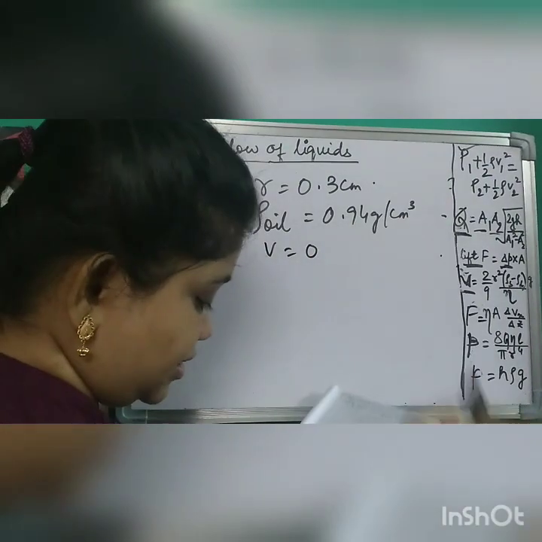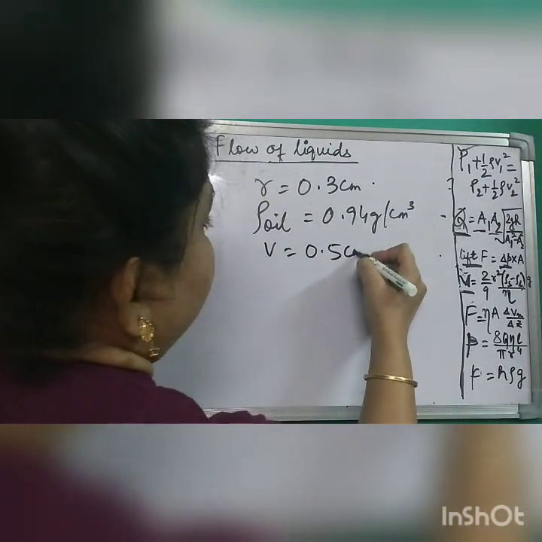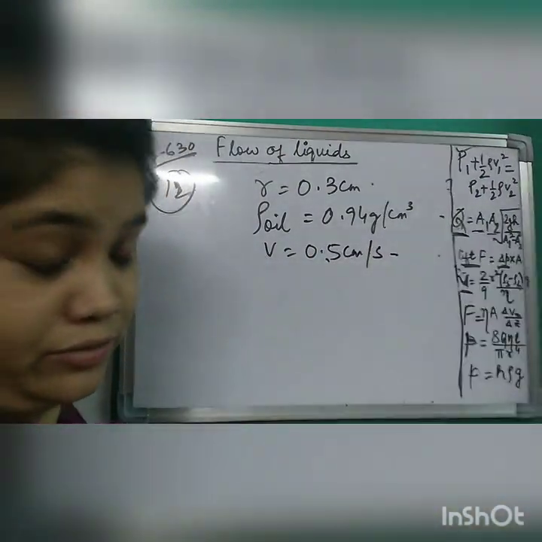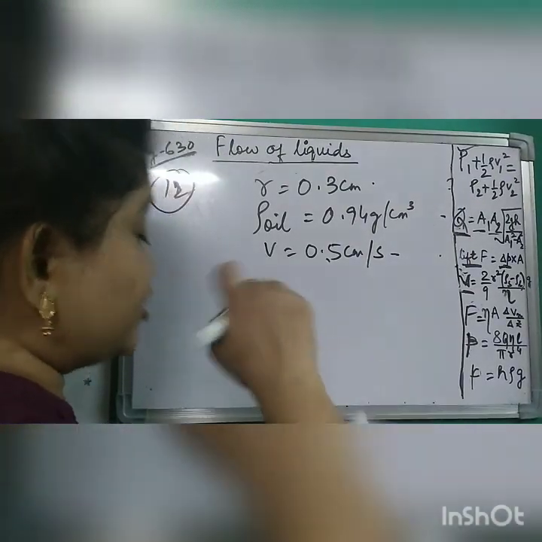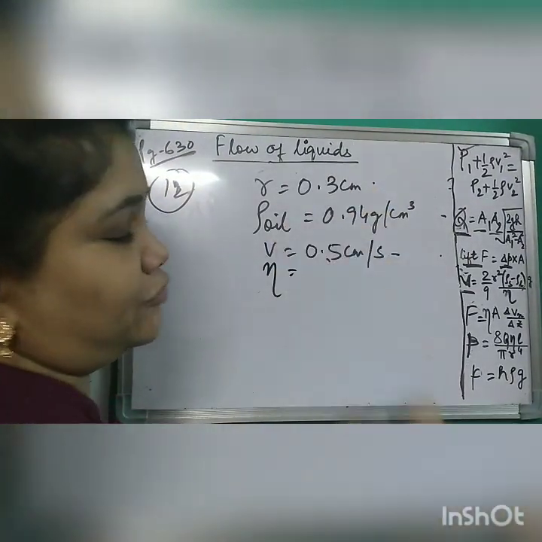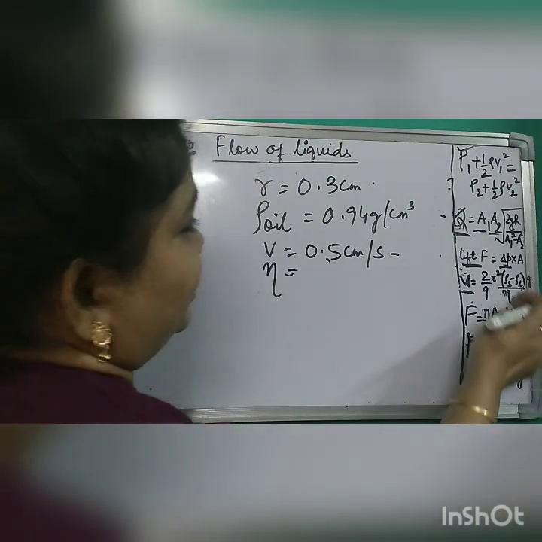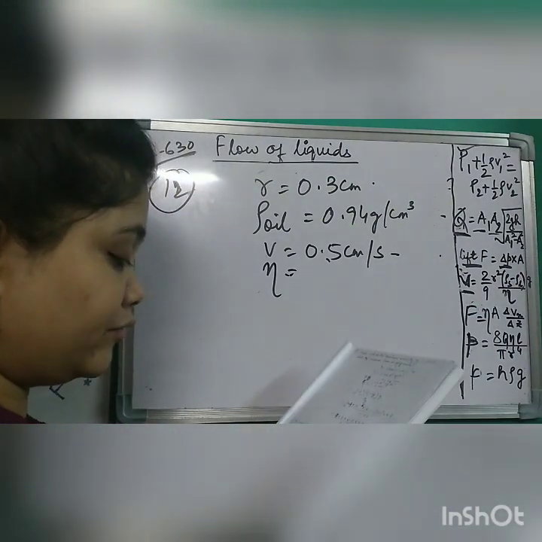V is given as how much? 0.5 centimeter per second. Now here V is given to you. Very good. What is the coefficient of viscosity of oil? Eta you have to find out. Okay, here eta you have to find out of the oil.